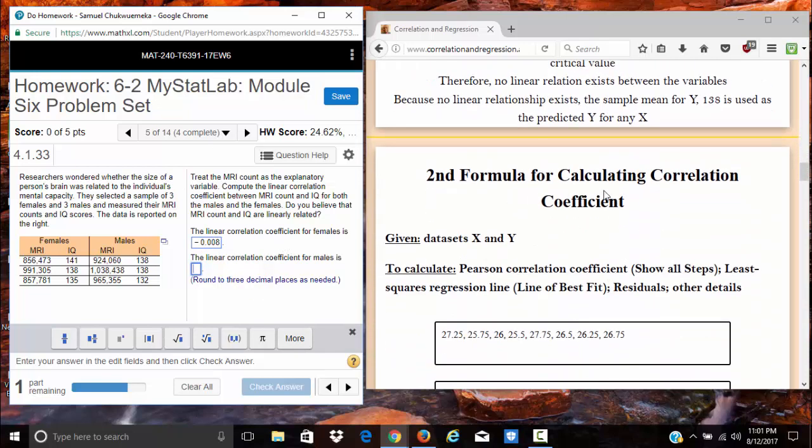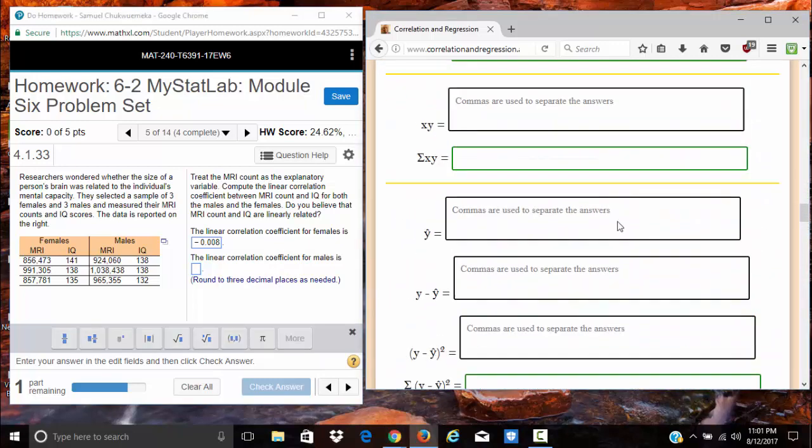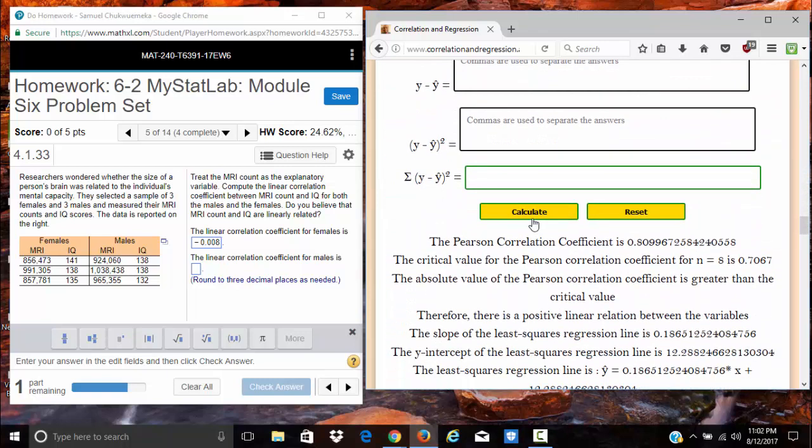Okay. Then we need it for the males. For these males, let's use the second formula. I'm going to reset this. Click reset. Second formula for the males: 924,060, 1038,438, 965,355. Then for the Y, 138, 138, and 132. Calculate.